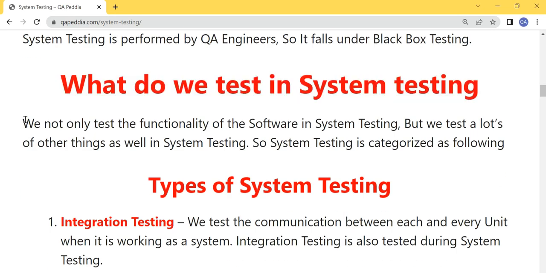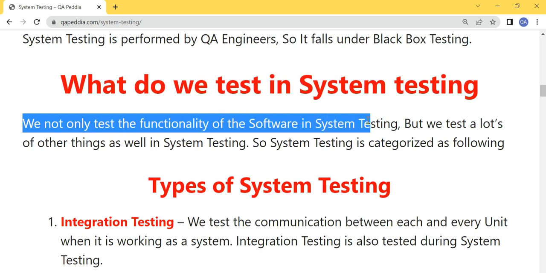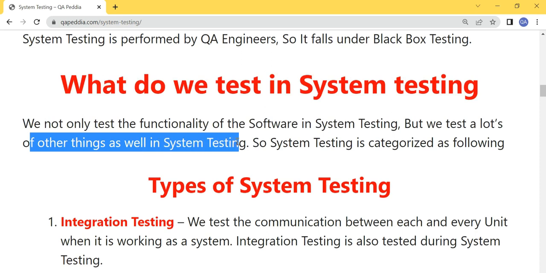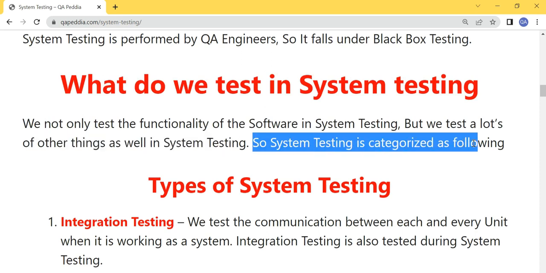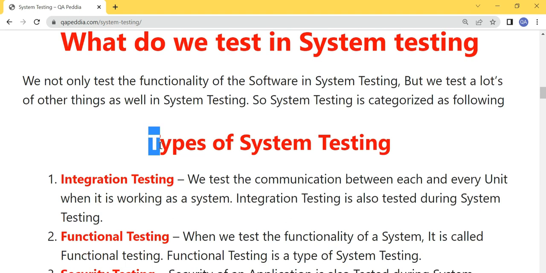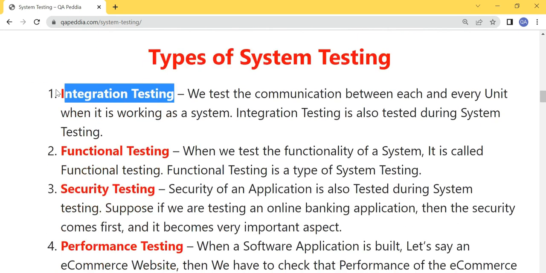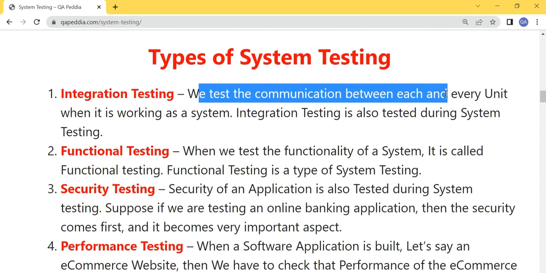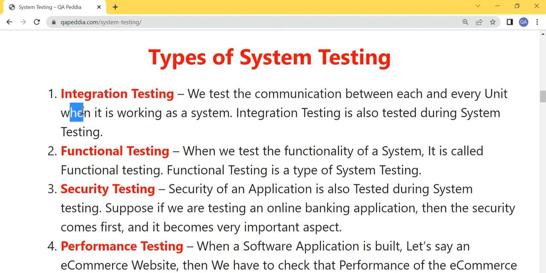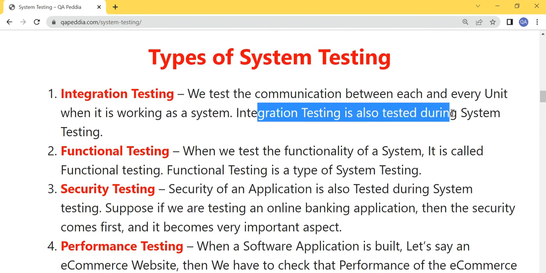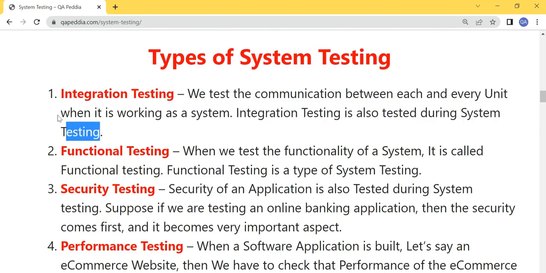What do we test in system testing? We not only test the functionality of a software in system testing, but we test a lot of other things as well. So system testing is categorized as follows. Types of system testing. First is integration testing. When we do system testing, we test the communication between each and every unit when it is working as a system. So integration testing is also tested during system testing.